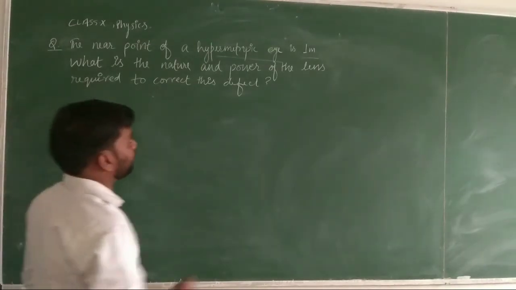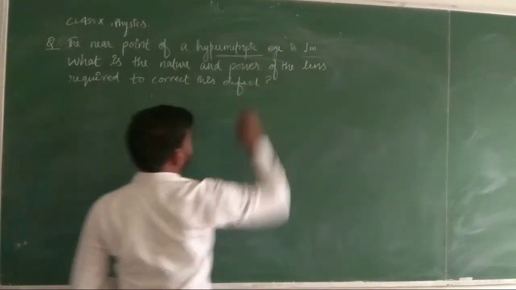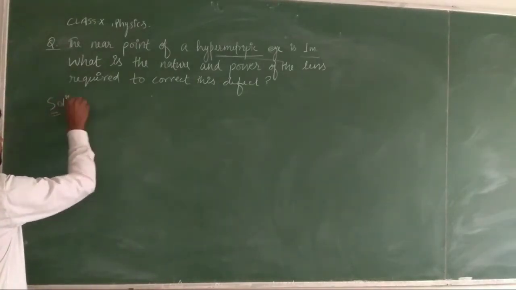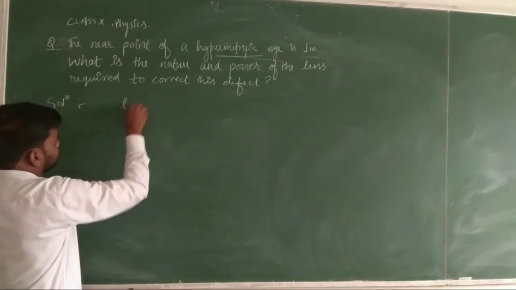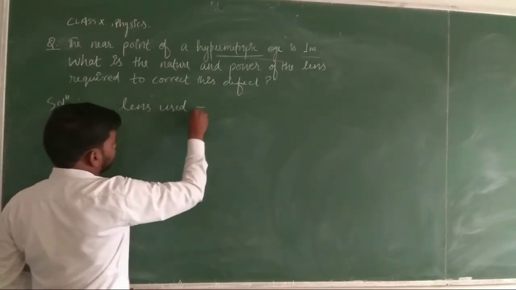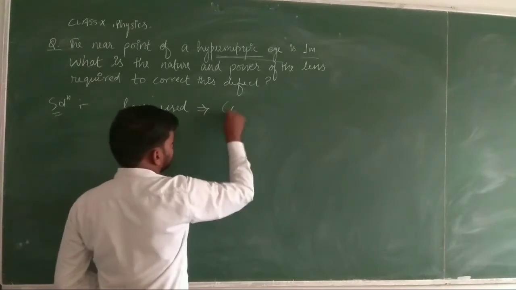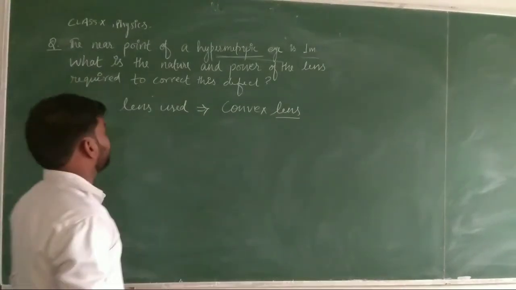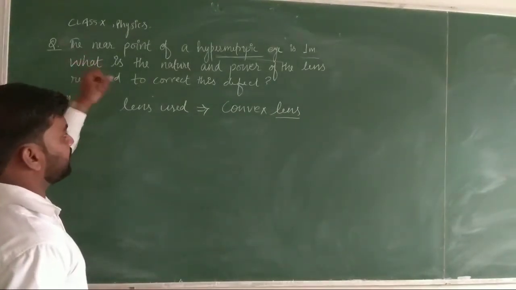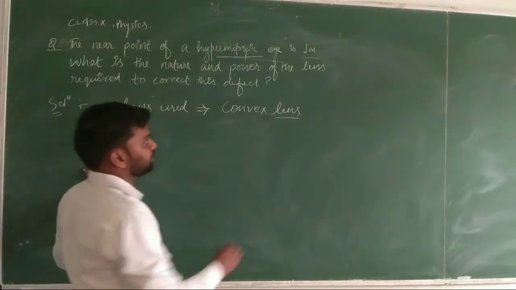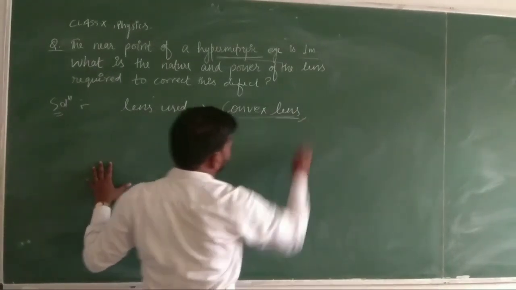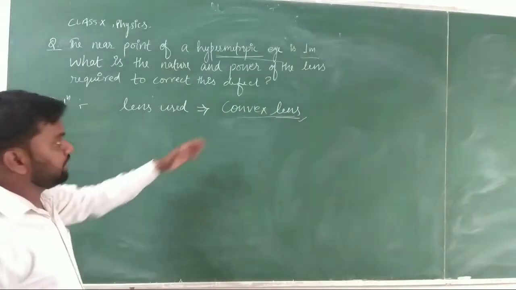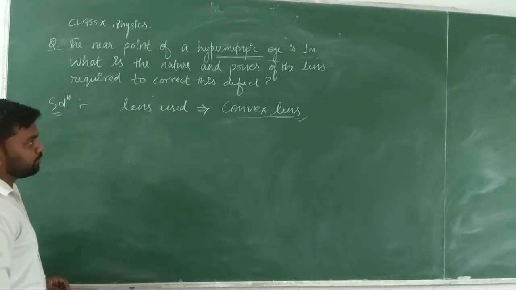Okay students, here already given that the defect is hypermetropia. So we can easily write down the answer that the lens used will be convex lens. Okay, now the next question is what is the nature and the power of the lens? To find out the power of the lens, we need to find out the focal length also of this lens. Okay. So here we need to focus one more thing, that it is a convex lens.